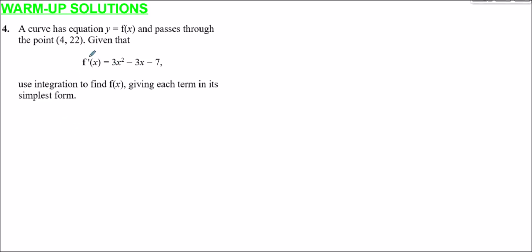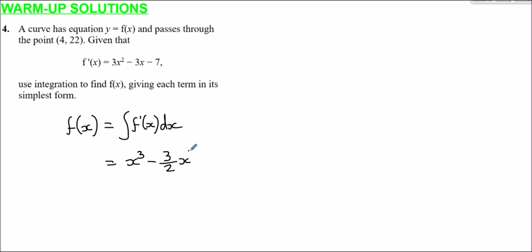So from here, we can work out that f of x is this integrated. So we need to integrate f dash of x with respect to x. So we increase the power of x by 1 and divide through by the new power. So 3x squared becomes 3x cubed divided by 3, which is just going to be x cubed. Minus 3x will become minus 3x squared over 2. It's going to be minus 3 over 2 x squared. Minus 7 will become minus 7x.